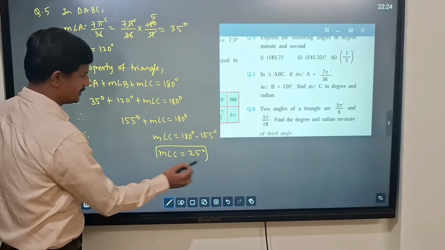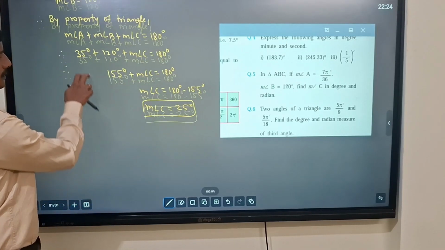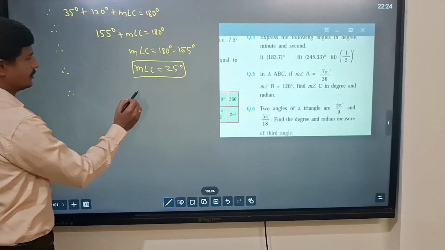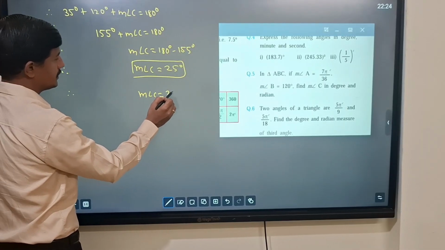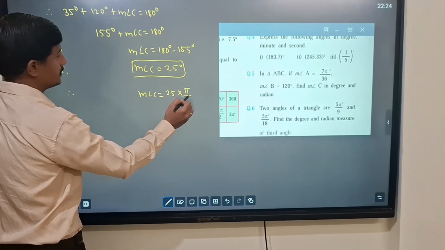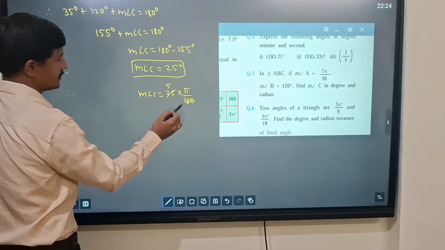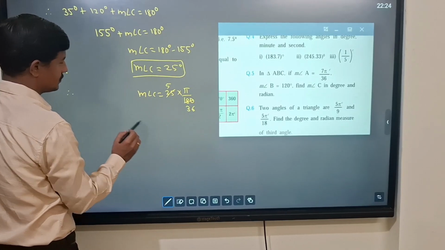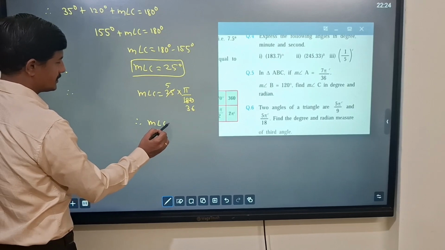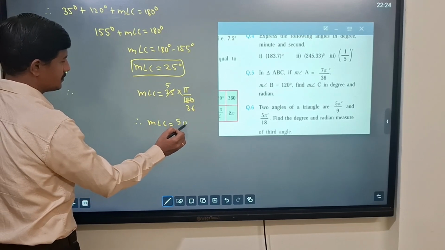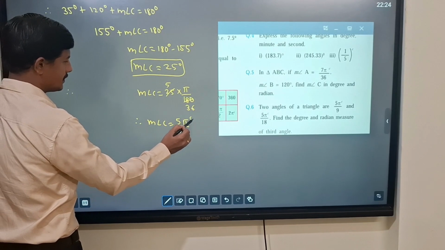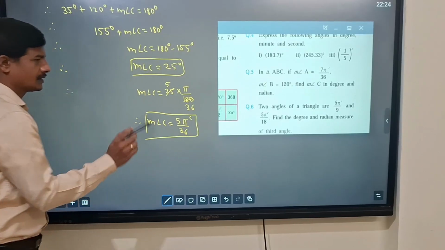This is in degrees, and in radians, the measure of angle C equals 25 into pi by 180. So 5 fives are 25, 5 sixes are 30, so the measure of angle C in radians is 5 pi by 36 radian.